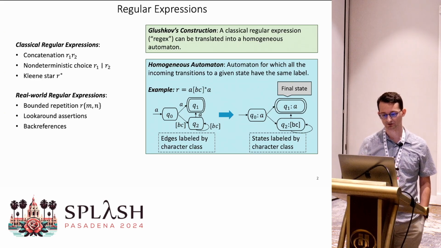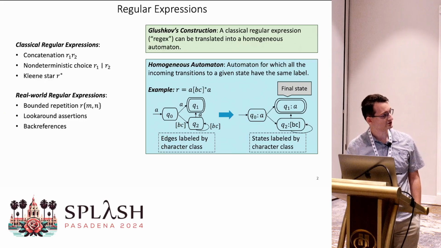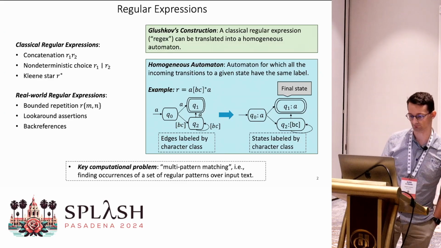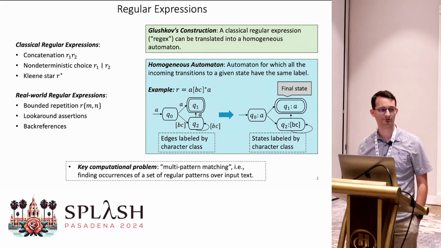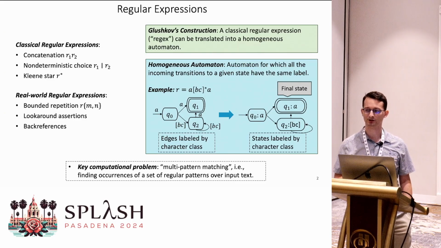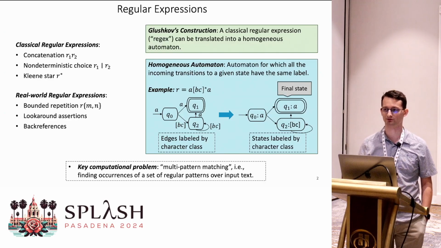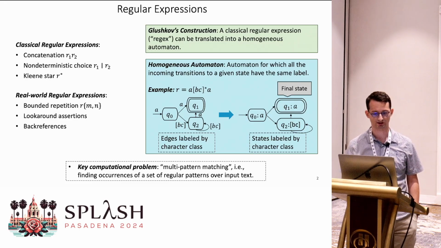Therefore, instead of labeling the edges, we label the states, and this is going to be useful later on. We also represent the final states like here with this representation. The key computational problem that we want to solve in this work is the multi-pattern matching problem. We have a set of regular expressions, and we want to find the occurrences of those regular expressions over an input text.